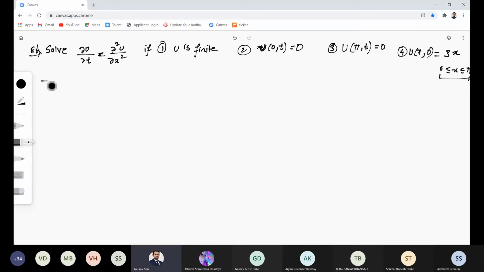The most general solution here: once we identify that this is a one-dimensional heat equation, I can write down the most general solution. Yes, anyone?